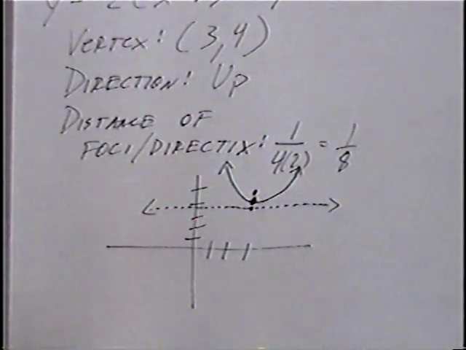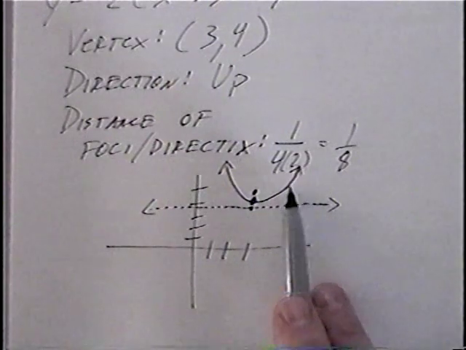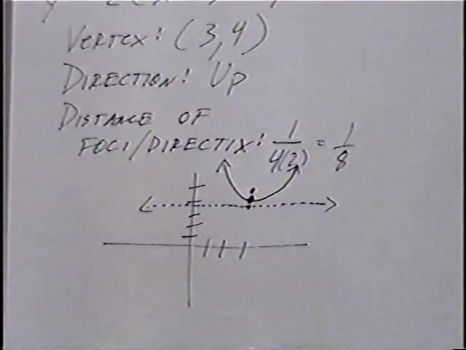The definition of the foci and directrix is any point on the parabola is the same distance from the foci as it is from the directrix. And that would be the graph for the equation.